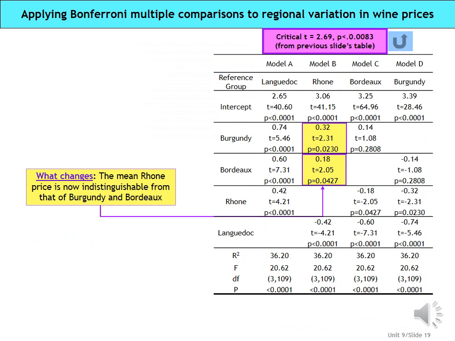So now we're going to look at the values from this perspective. What changed? The mean Rhone price is now indistinguishable from that of Burgundy and Bordeaux. 0.02 used to be a statistically significant difference. This used to be a statistically significant difference. Now it's not. They're not statistically significantly different. If I consider this from the Bonferroni correction perspective, which we need to make some kind of correction for, the way we interpret is going to change.